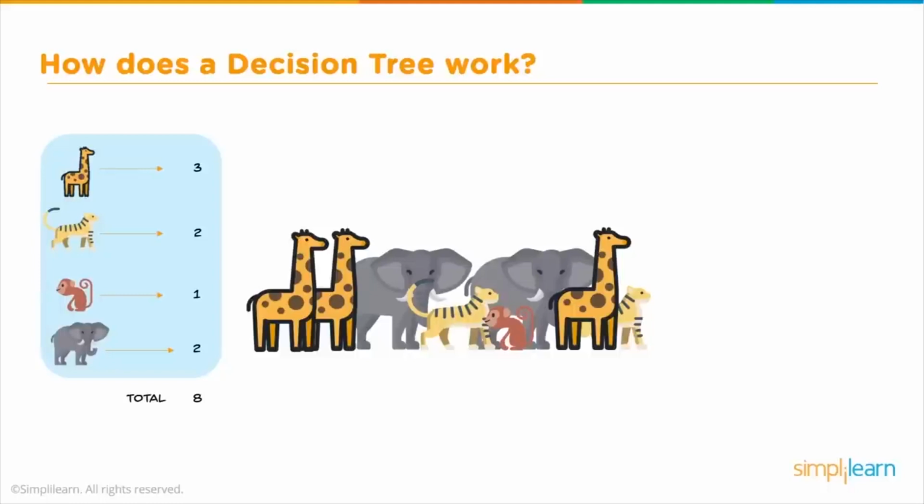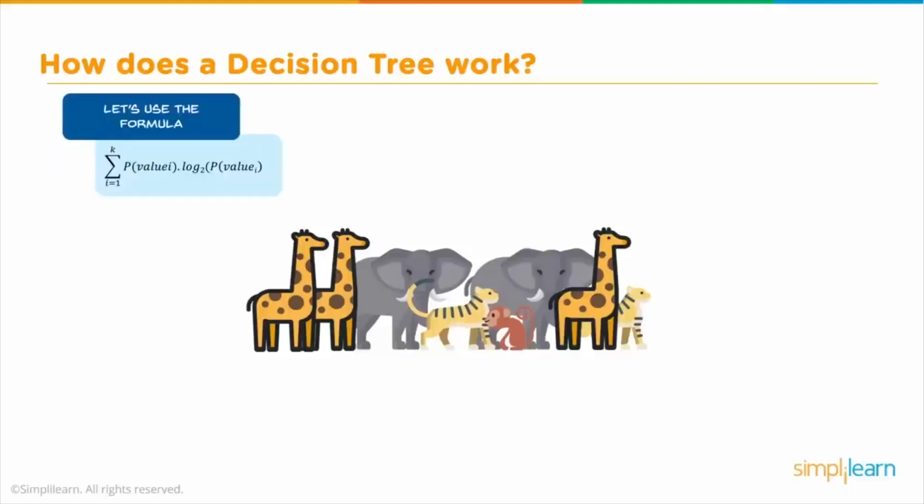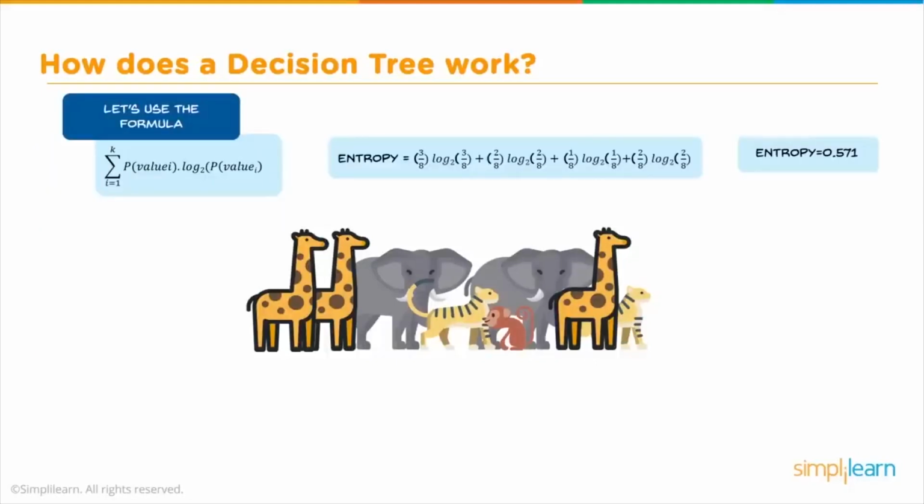And so we have 3 giraffes, 2 tigers, 1 monkey, 2 elephants, a total of 8 animals gathered. And if we plug that into the formula, we get an entropy that equals 3 over 8. So we have 3 giraffes, a total of 8, times the log. Usually they use base 2 on the log. So log base 2 of 3 over 8 plus, in this case let's say it's the elephants, 2 over 8, 2 elephants over a total of 8 times log base 2 of 2 over 8, plus 1 monkey over a total of 8, log base 2 of 1 over 8, and plus 2 over 8 of the tigers, log base 2 of 2 over 8. And if we plug that into our computer or calculator, I obviously can't do logs in my head, we get an entropy equal to 0.571.